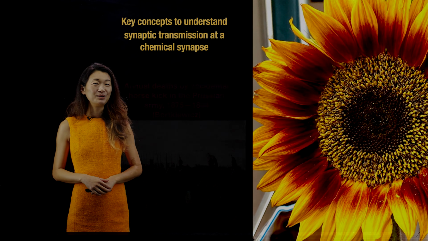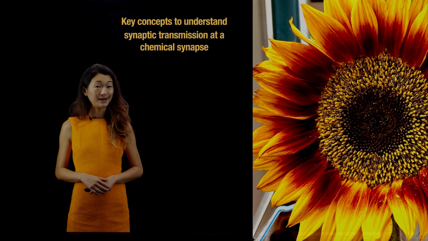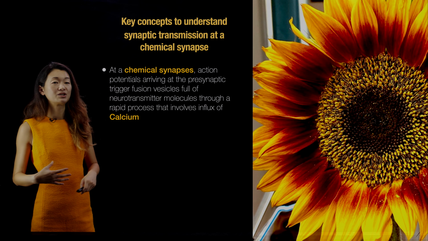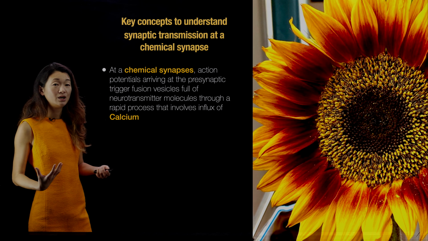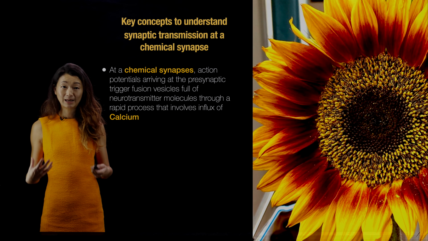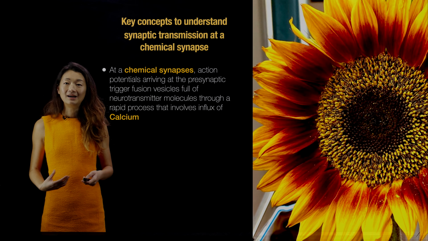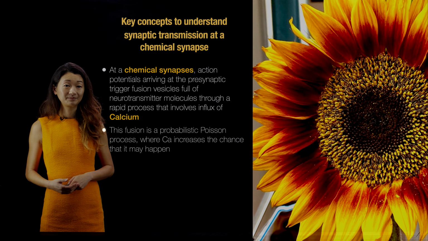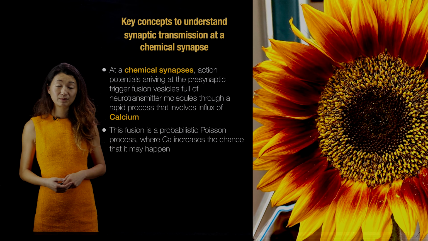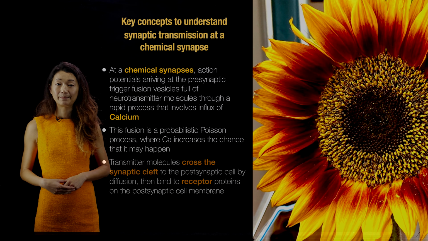Okay, so to review, here are some key concepts to understand synaptic transmission at a chemical synapse. We learned first that we have these chemical synapses where action potentials arrive at the presynaptic terminal, which trigger vesicle fusion events. This dumps neurotransmitters into the synaptic cleft, and the process is mediated by a huge influx of calcium enabled by voltage-gated calcium channels. This fusion is a probabilistic event that's described as a Poisson distribution, and calcium acts as a way of increasing the chance that it might actually happen.